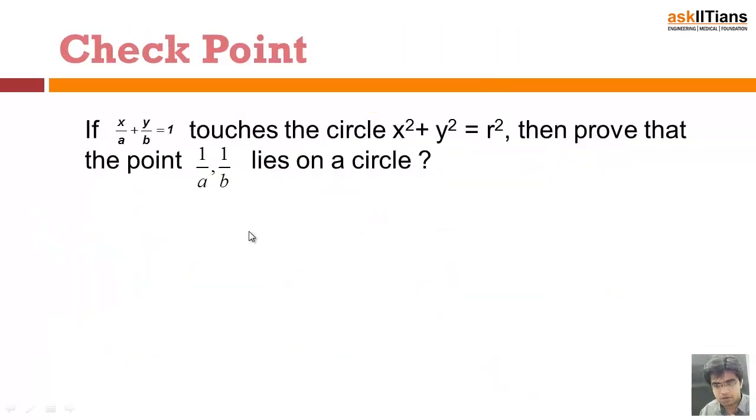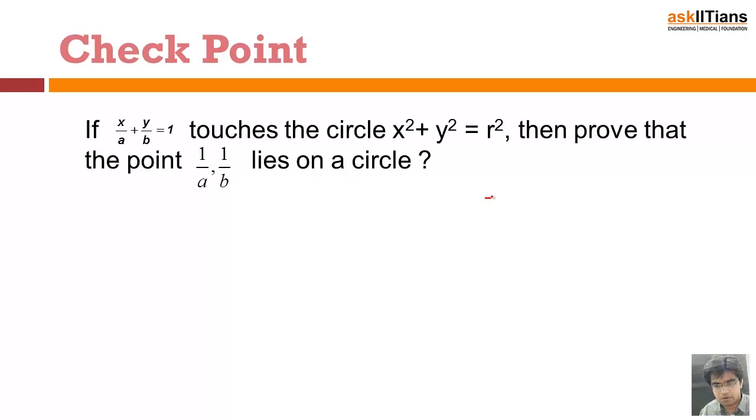So let's move on. Now let's check our knowledge with one more question. A straight line touches the circle x square plus y square is equal to r square. Then we need to prove that this point lies on a circle, on any circle. Okay, so let's see how we can prove it.